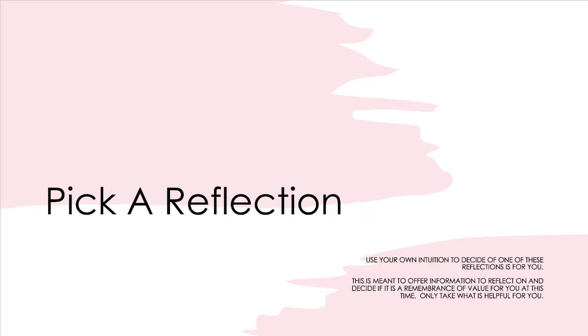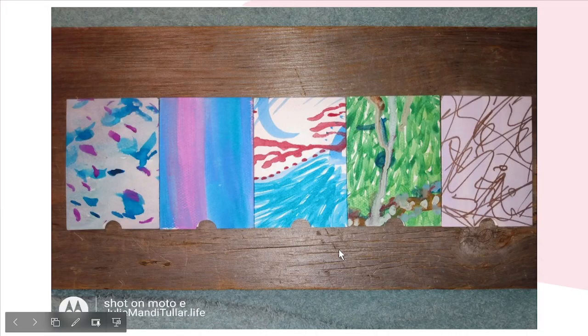So this says, pick a reflection. Use your own intuition to decide. It says one of these reflections is for you. This is meant to offer information to reflect on and decide if it is a remembrance of value for you at this time. Only take what is helpful for you. So that's just the usual. And I think we just need to click on the screen.